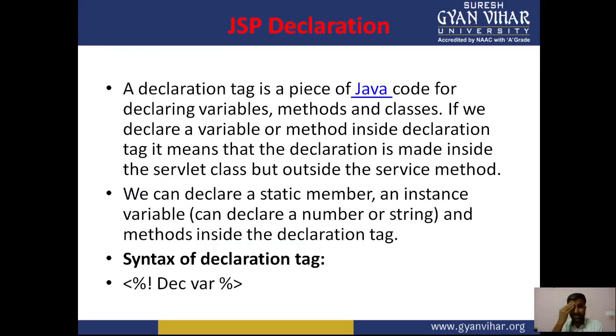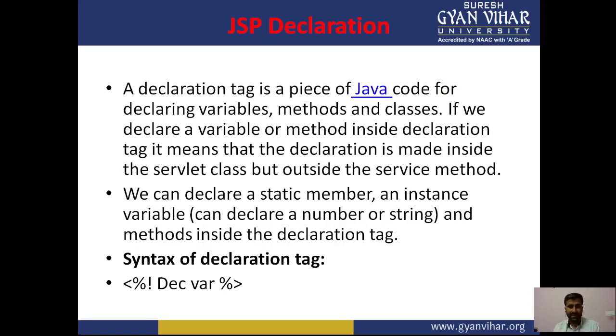JSP declaration. A declaration is a piece of Java code for declaring variables, methods, and classes. If we declare a variable or method inside the declaration tag, it means that the declaration is made inside the servlet class but outside the service method. So we can declare a static member or an instance variable, and we can declare a number of strings and methods inside the declaration tag.